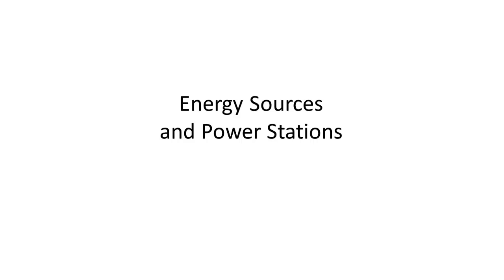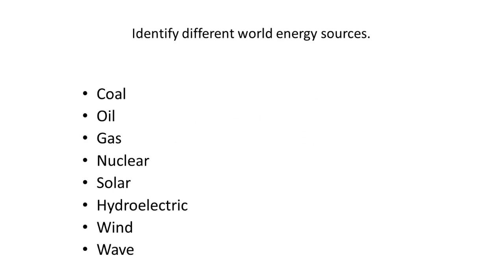Okay, we need to look at different kinds of energy sources and how we use them in power stations. Now we need to identify different world energy sources. These you know about already: coal, oil, gas, nuclear, solar, hydroelectric, and so on. You know all these already, but we need to classify them.